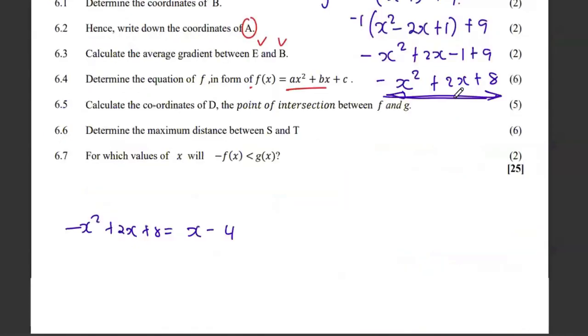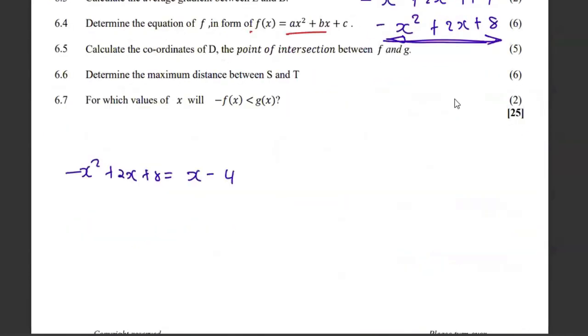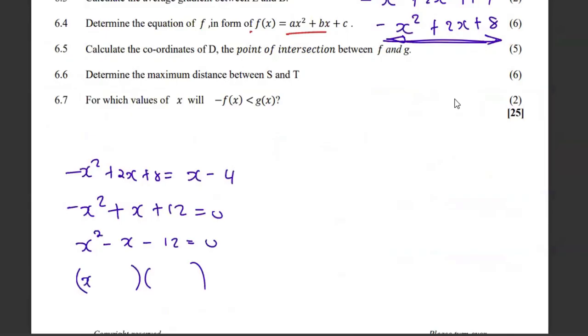Okay, let's solve this. Create a standard equation: negative x squared plus x plus 12 is 0. Divide through by the negative: x squared minus x minus 12 is 0. When you open your brackets, I'm going to have (x minus 4)(x plus 3). So either x is 4 or x is minus 3.